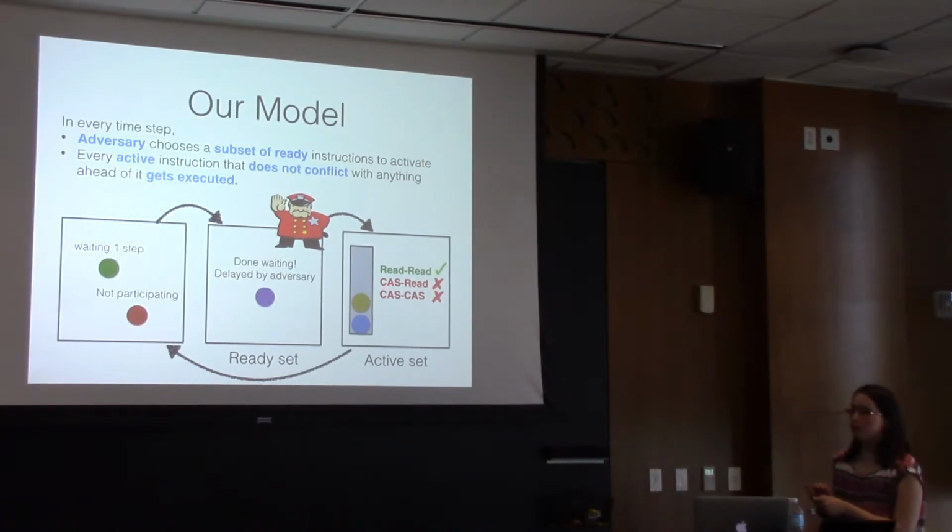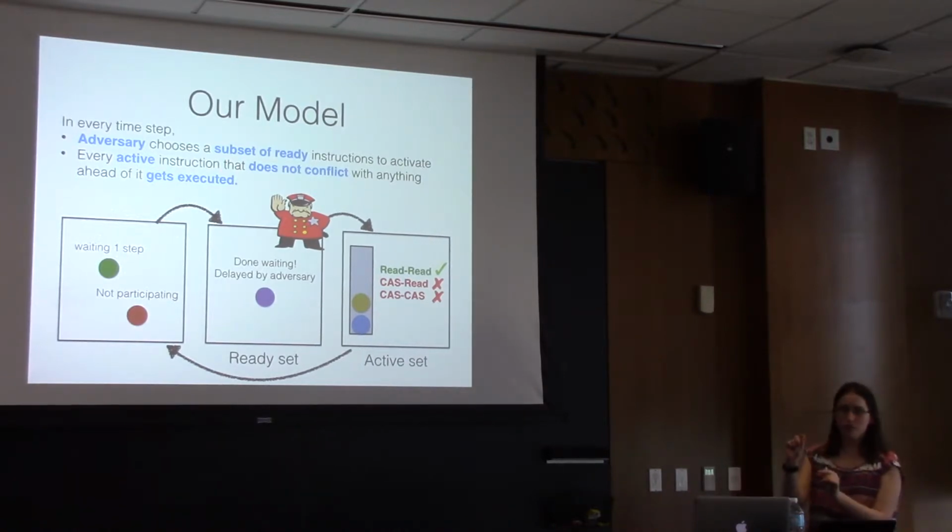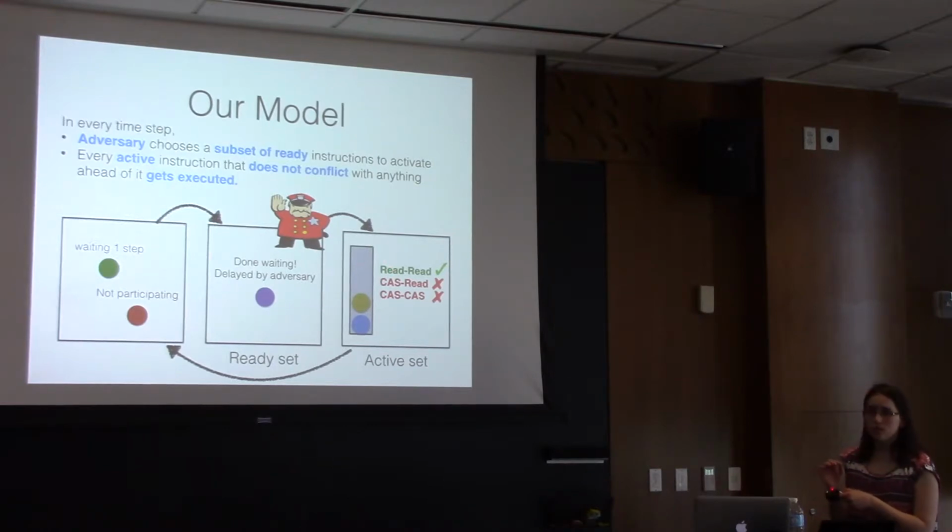Now, when you're in the queue, you're going to manage to be executed right away if you don't conflict with anybody in front of you in the queue. All right? And you're going to conflict, basically, if you're a compare and swap, then you conflict, and if you're a read, then you don't. Okay?